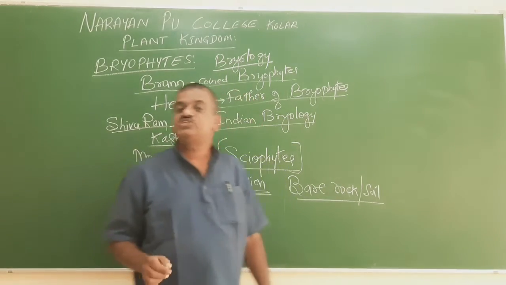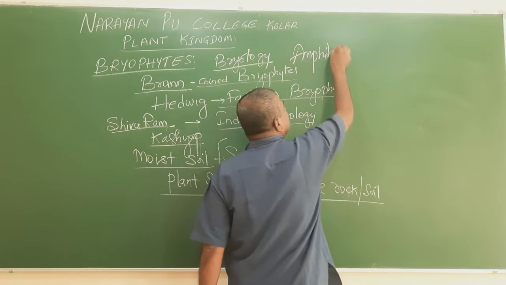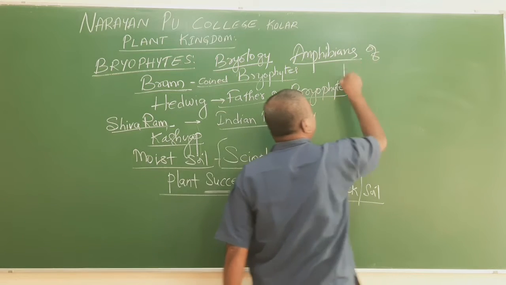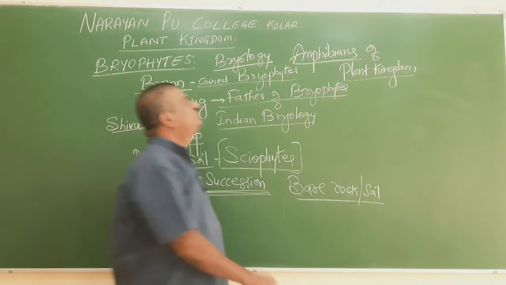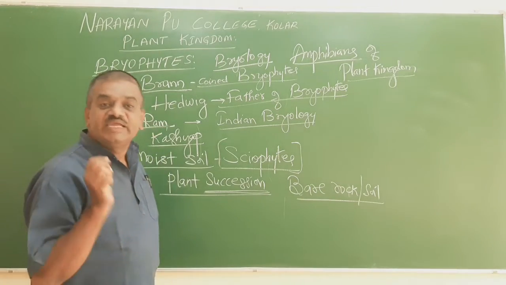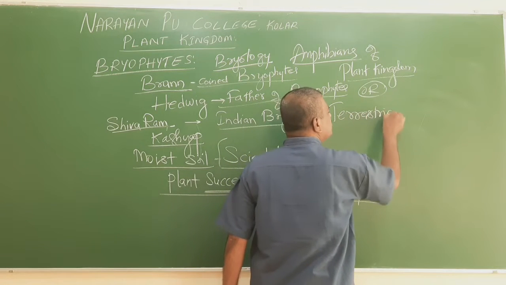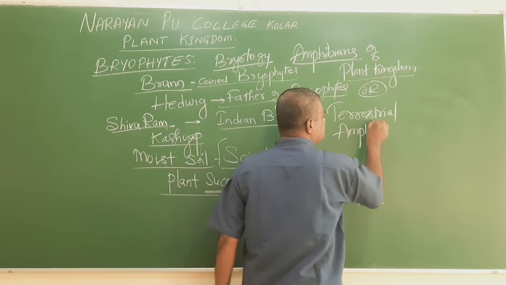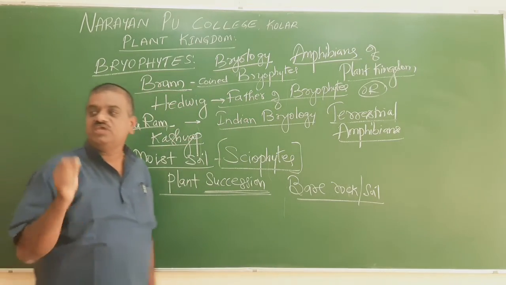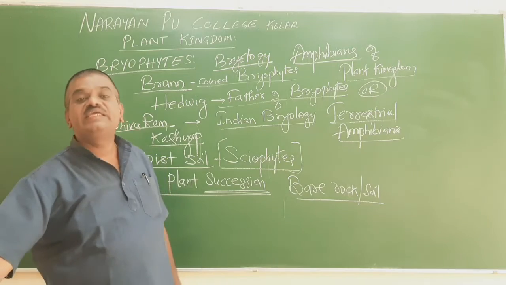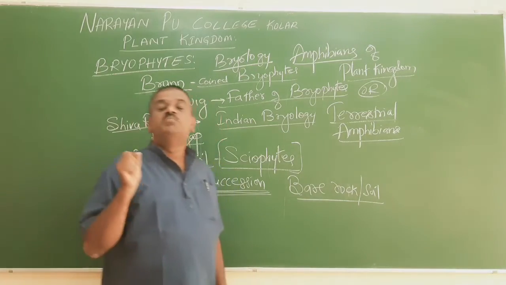Next, bryophytes are called amphibians of the plant kingdom, or they may even be called terrestrial amphibians. Terrestrial amphibians, or amphibians of the plant kingdom. We say amphibians of the plant kingdom because they always try to grow in moist soil.